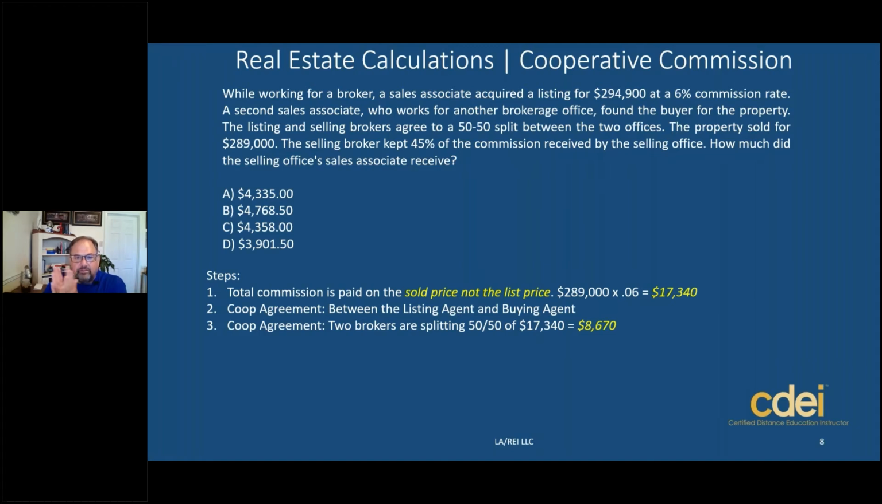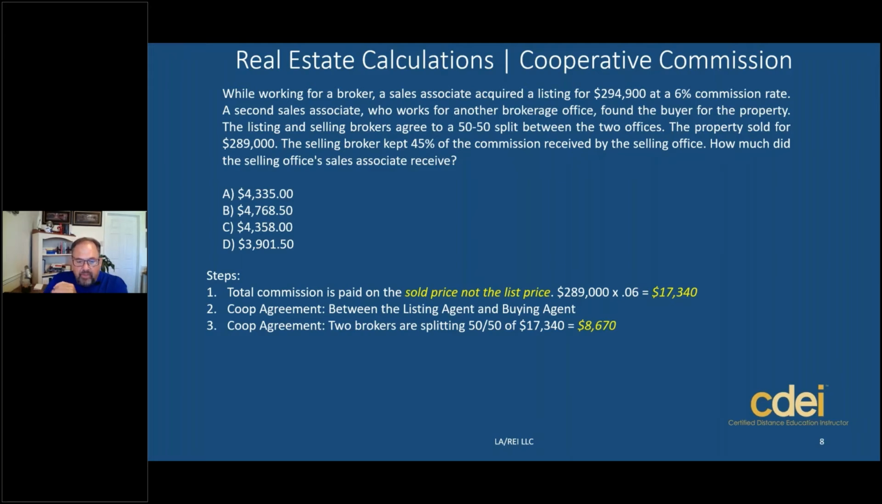$8,670. Okay? So far, so good. Very easy real estate calculation so far. You're going to pay 6% on the sales price, which is $289,000, and that comes to $17,340. And both brokers agree in the co-op agreement, 50-50 each. So each broker gets $8,670.